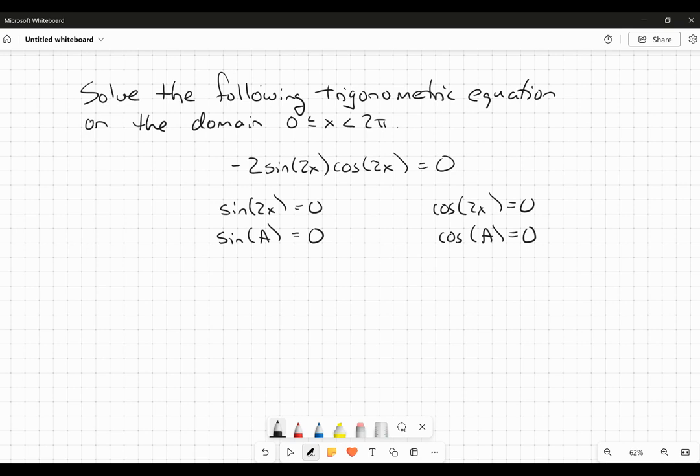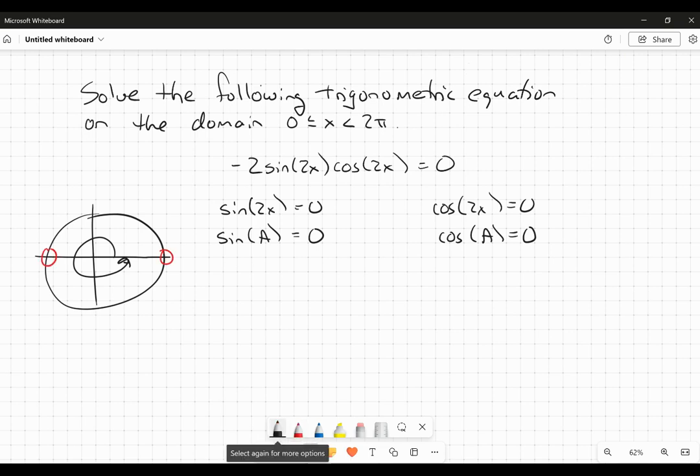Now, we've looked at this before. I know that I'm looking at, first of all, one rotation here. But when I look at the unit circle, I remember that sine is associated with the y coordinate. And the y coordinate goes to 0 on the x-axis. So that means that my a value here is either going to be 0 or pi, okay?